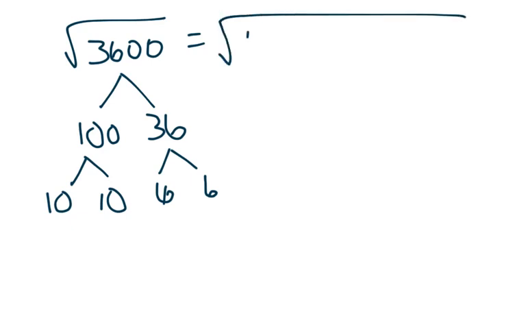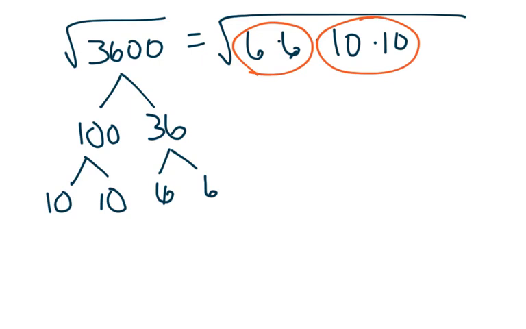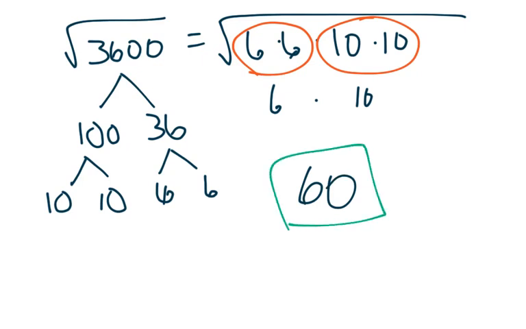I'll stop here. I'll do 6 times 6 times 10 times 10. Notice I get a pair of 6's and a pair of 10's. So there isn't anything left under the radical, so I won't have a radical anymore. So I really have 6 times 10, which is 60. So my answer will be 60. But I'll do it again, and I'll break it all the way down, and you'll see that it didn't matter, that I'll still get 60.